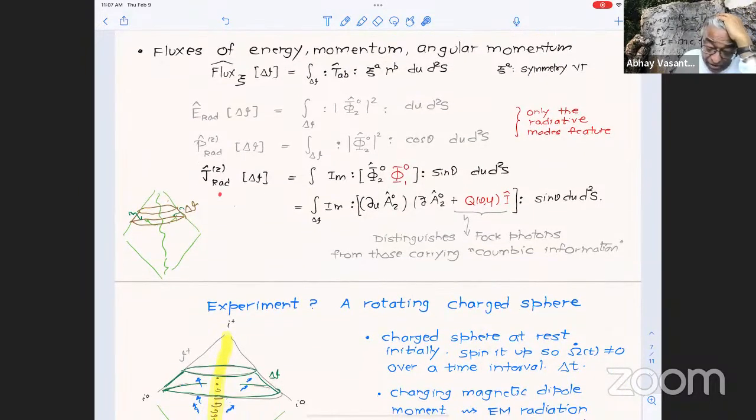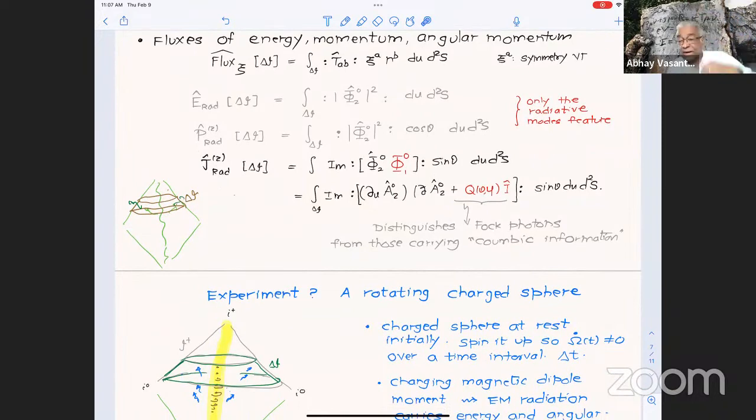But if I look at the angular momentum radiated away, and this was Marius's question, I will just state it first, explain everything, and then answer his question. So if I look at the angular momentum radiated away, then I get this to be equal to the imaginary part of phi2 naught times phi1 naught.